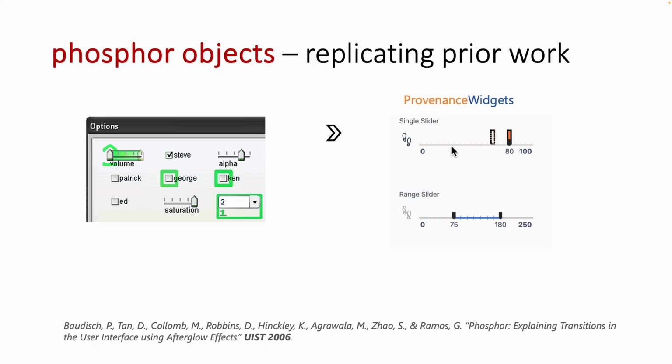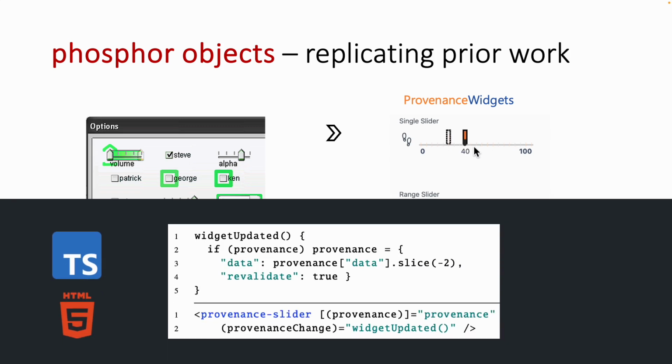Next, phosphor objects. These show the outcome of any change in the widget's state instantly via an afterglow effect, essentially the current selection and the previous selection. To replicate these, we once again override the provenance property, and with each interaction, keep slicing out provenance history except for the current and previous points.